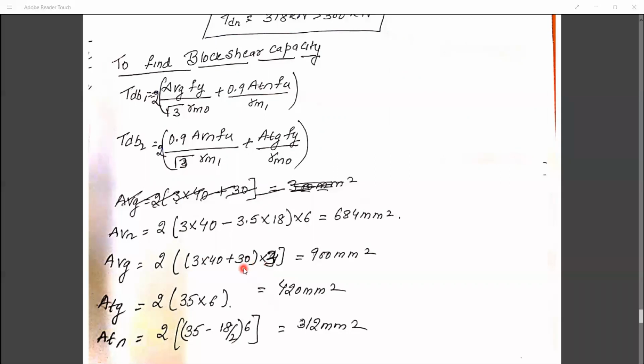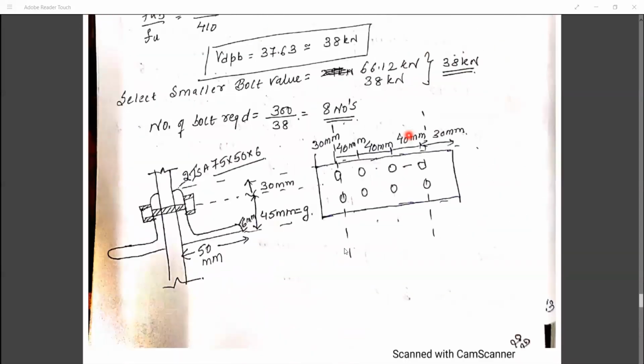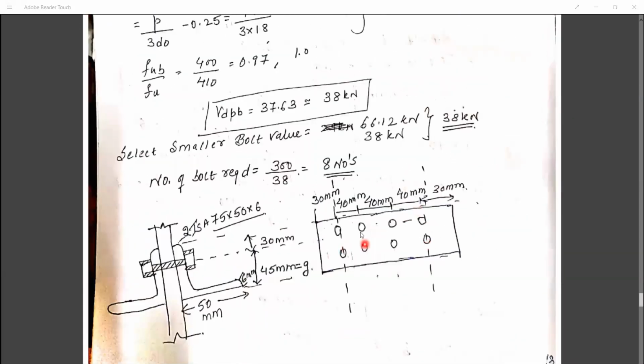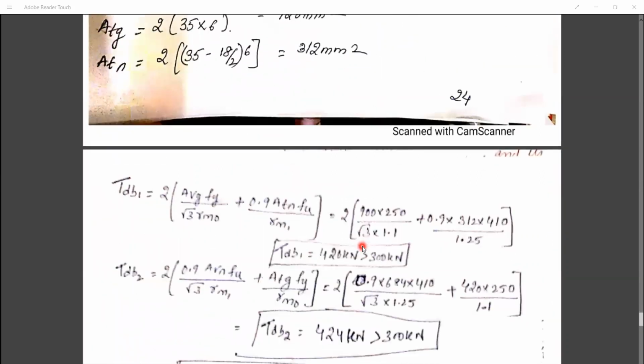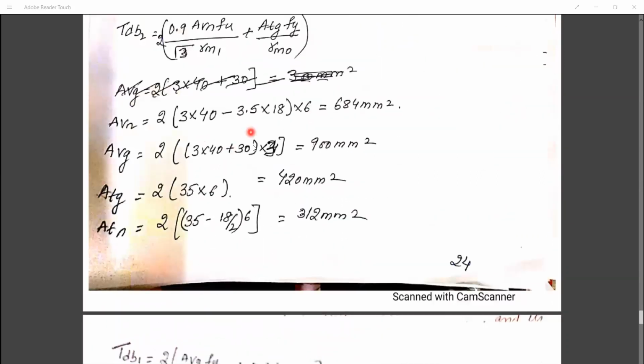So 2 times of AVG, and AVG you can calculate 2 times of 3 into 40 plus 30. See how this 3 into 40 is coming. See, I am taking here 4 bolts. So in this 2 bolts are there, plus 0.5 and plus 0.5. 2 bolts plus 0.5 plus 0.5, that is nothing but 3. So 3 into 40 minus 3.5 into 18 into 6, that is 684 mm square.